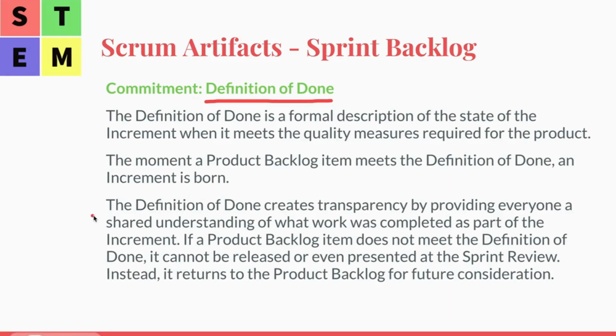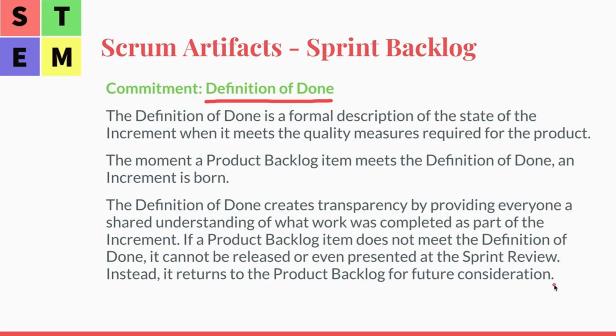Okay, so the definition of done creates transparency by providing everyone a shared understanding of what work has been completed as part of the increment. If a product backlog item does not meet the definition of done, it cannot be released or even presented at the sprint review. Instead, it returns to the product backlog for future consideration.